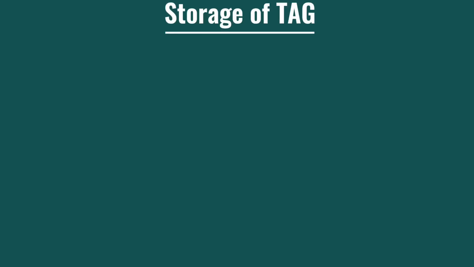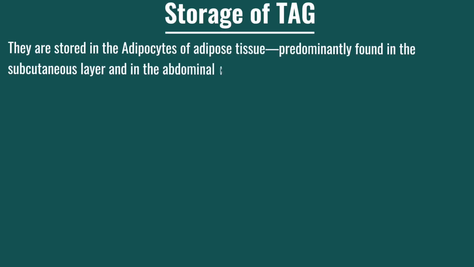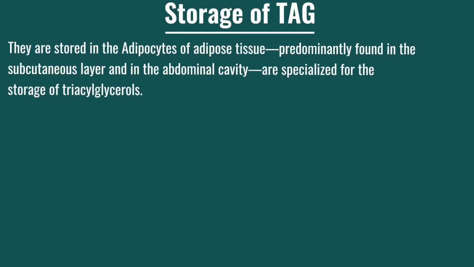Storage of triacylglycerol. Triacylglycerols are stored in the adipocytes of adipose tissue, which are predominantly found in the subcutaneous layer and in the abdominal cavity.